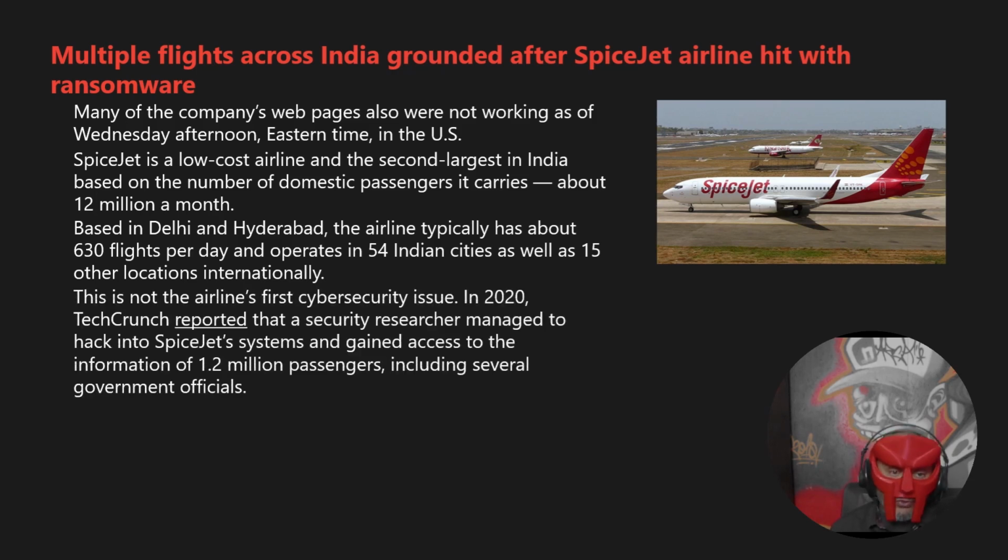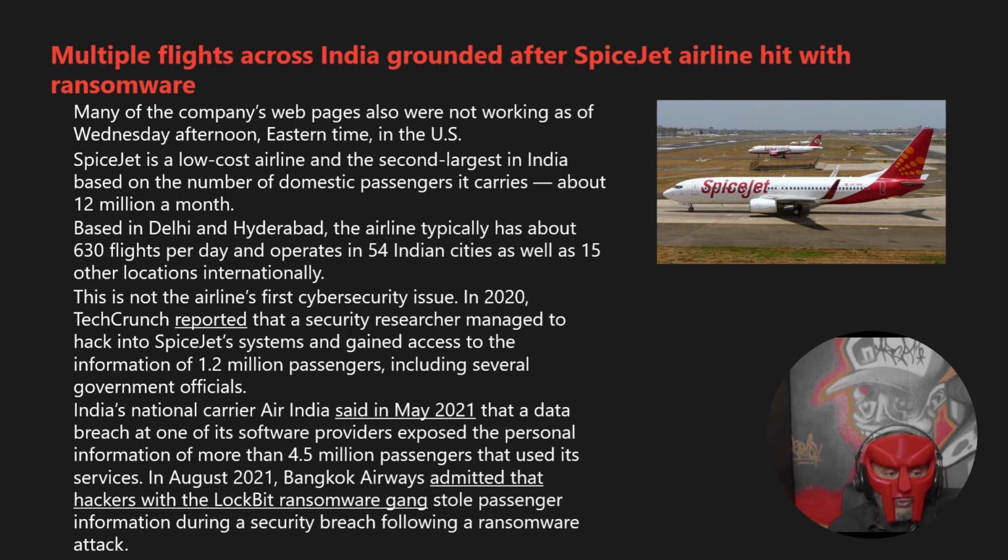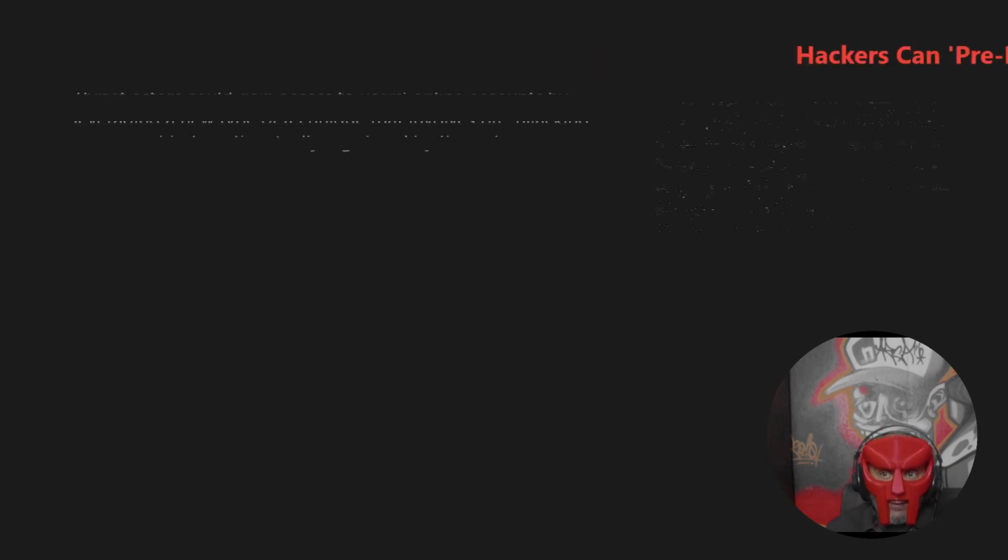This is not the airline's first cybersecurity issue. In 2020, TechCrunch reported that a security researcher managed to hack into SpiceJet systems and gain access to information of 1.2 million passengers, including several government officials. India's national carrier, Air India, said in May 2021 that a data breach at one of its software providers exposed the personal information of more than 4.5 million passengers that use its services. Then in August 2021, Bangkok Airlines admitted that hackers with the Lockbit ransomware gang stole passenger information during a security breach following a ransomware attack.